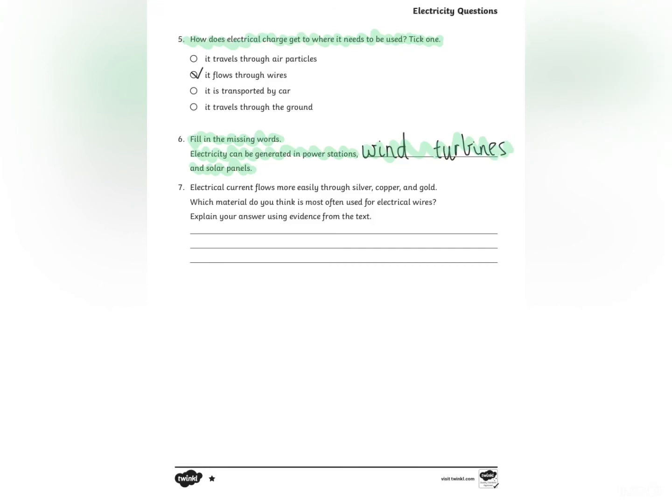Last question, number 7, says electrical current flows more easily through silver, copper, and gold. Which material do you think is most often used for electrical wires? Explain your answer using evidence from the text. Using the text to help me, I have looked up on the internet what I think would be used more often for electrical wires. In my opinion, I think that copper would, because it's a cheaper material.